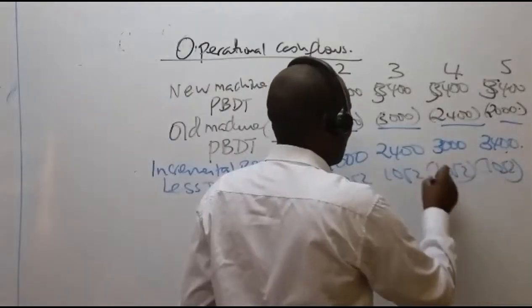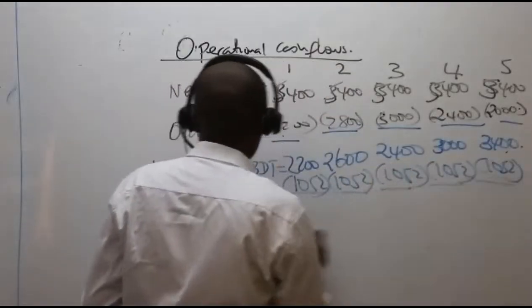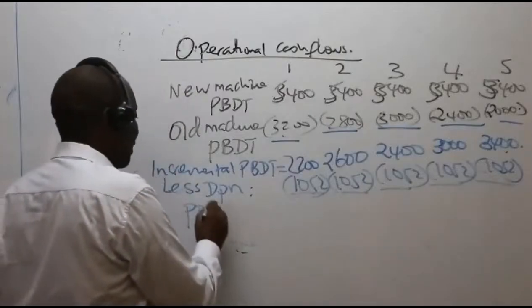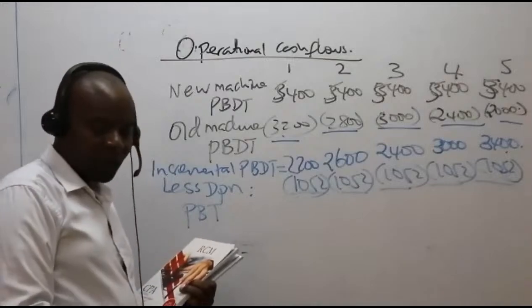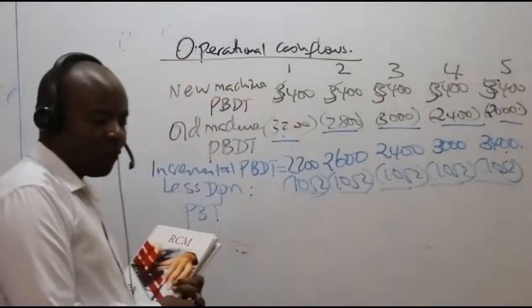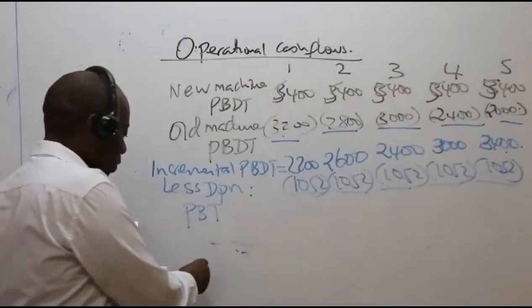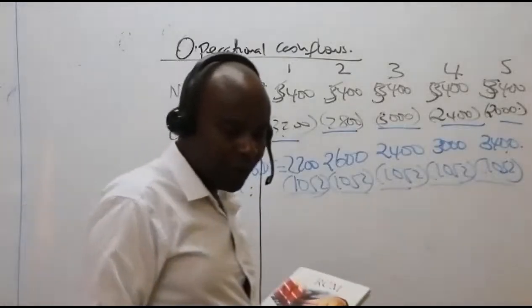So I'll come and subtract this for me to be able to get my profit before tax. So profit before tax, what parameters do we have here? What metrics do we have here? Somebody talk to me. What metrics do we have here?